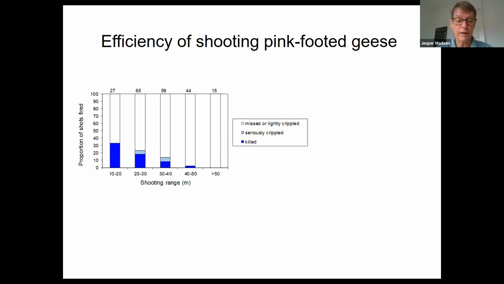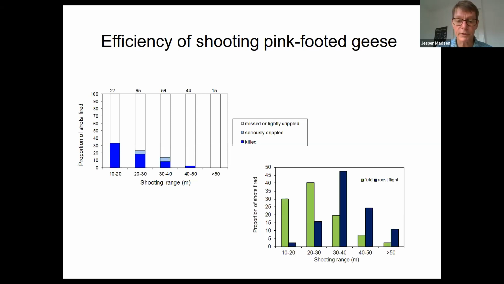But as you can see here, we categorized the shooting ranges into 10-meter intervals, and you can see a decline in the proportion of birds that are killed from the short shooting ranges down to 30-40 meters, and when they were shot at a range of 40 to 50 meters, hardly any birds would be killed, but potentially birds would be lightly crippled. And you can also see here in this case, seriously crippled birds were observed at the mid-range in some instances. But at short ranges, you could see the highest success rate of 30 to 40% of birds being hit and killed.